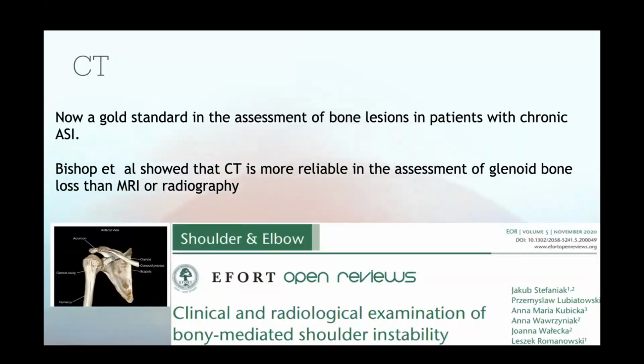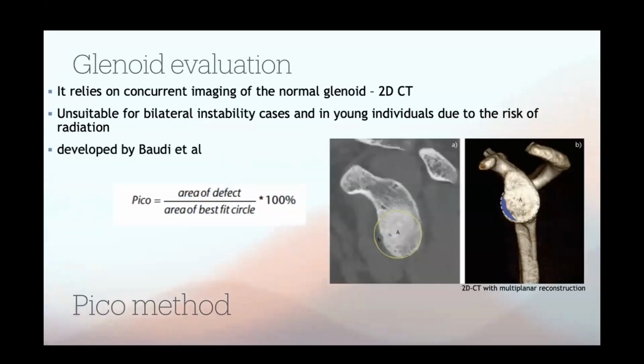Coming to CT, now a gold standard in the assessment of bone lesions in patients with chronic shoulder instabilities, Bishop et al. showed that CT is more reliable in assessment of glenoid bone loss than MRI or any other radiograph. So first we look into glenoid evaluation. There are multiple ways to evaluate the glenoid. We look into a few of those.